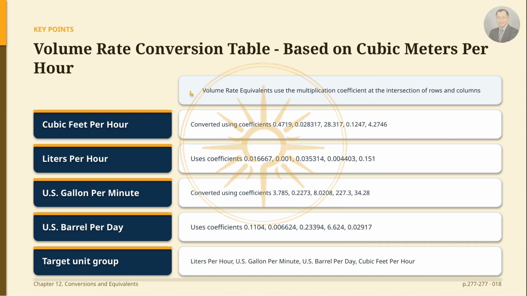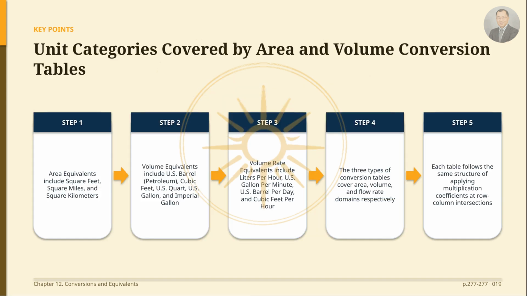Please accurately identify the starting and target units, then multiply by the coefficient at the intersection to calculate the precise flow rate. Next, this chunk summarizes the unit categories covered by the three conversion tables.